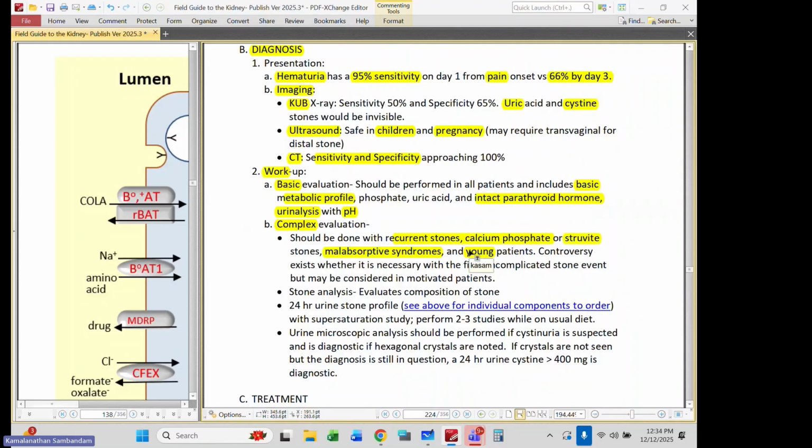Those generally, it's not that important to do the 24-hour urine, but you're going to at least be evaluating for anatomic disorders, recurrent UTIs. So I'm including that as a part of a complex evaluation. All right. Again, if you have a first uncomplicated stone, it probably doesn't need to be pursued with 24-hour urine testing. A highly motivated patient might want that and may not be unreasonable.